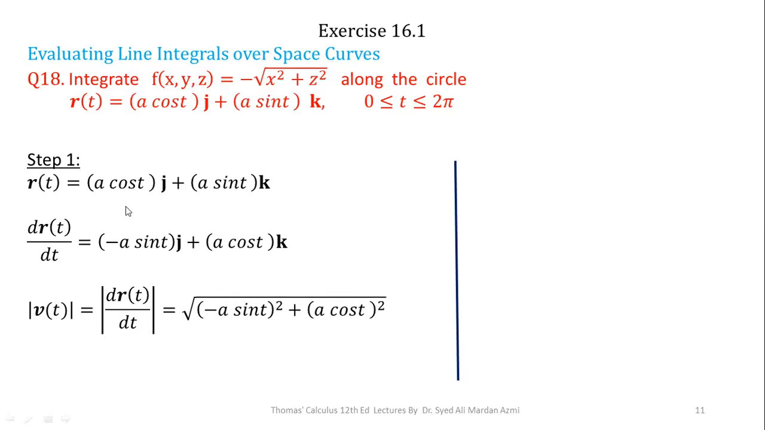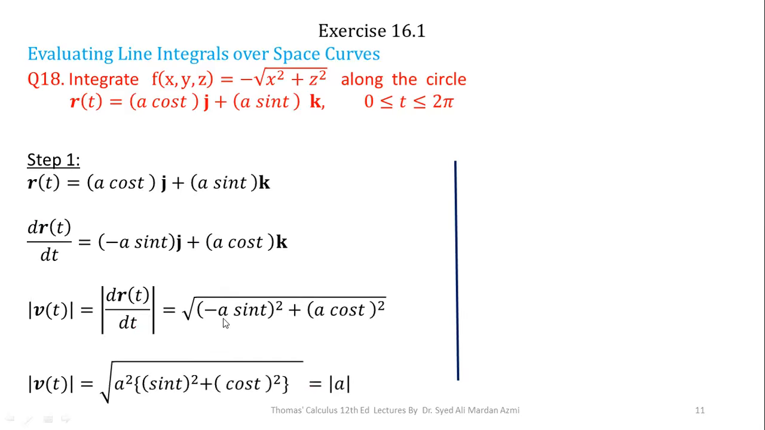Since we don't have any I here, it means the coefficient of I is 0. So making the simplification, we can take a square common. So we got sine square of t plus cos square of t. Now sine square of t plus cos square of t is 1, and a square square root is equal to mod of a. So step number 1 is completed here.